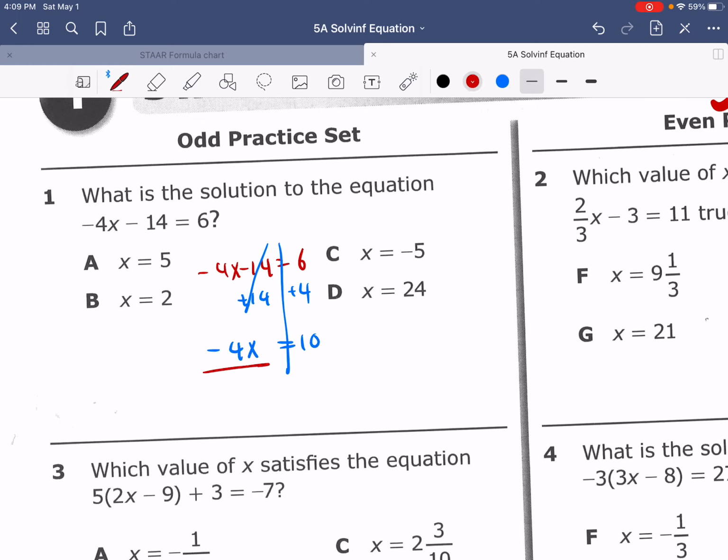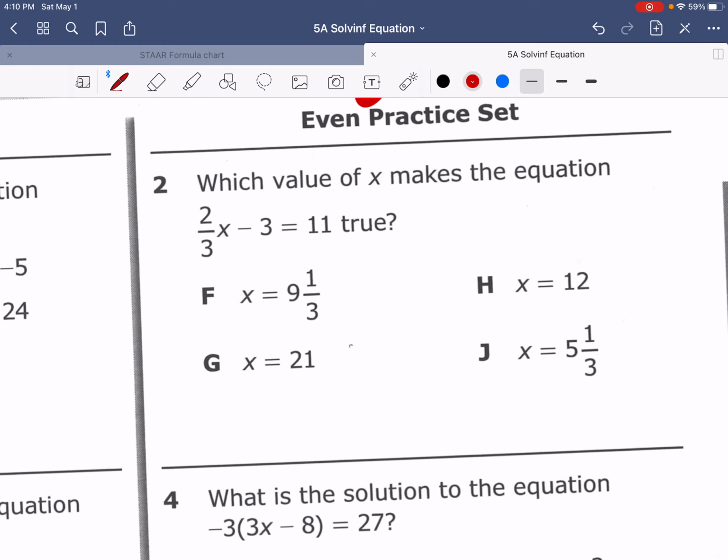And then divide by negative... Oh, it's 410, not 4. So it's 20. 410. So, and divide by negative 4 on both sides. And x equals negative 5. So that's how you do it.